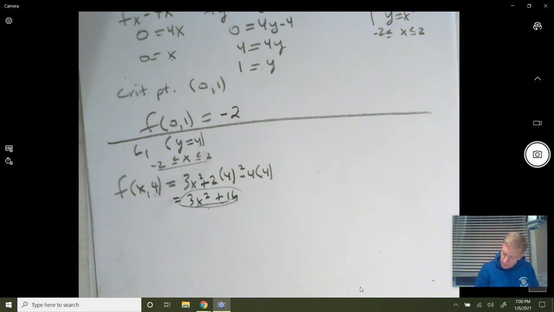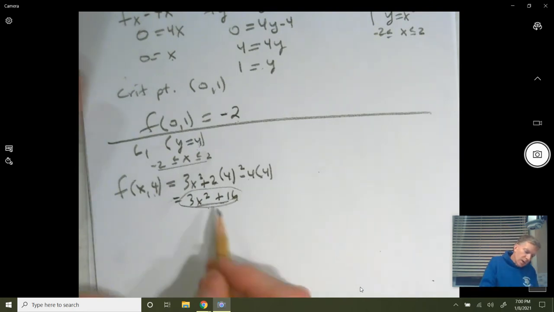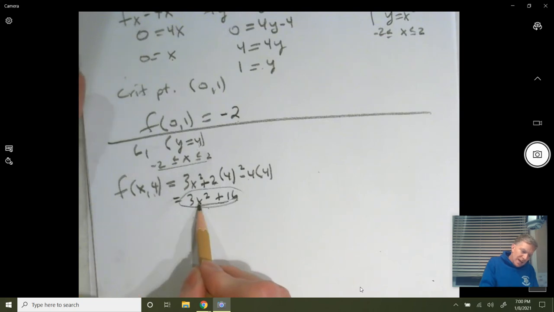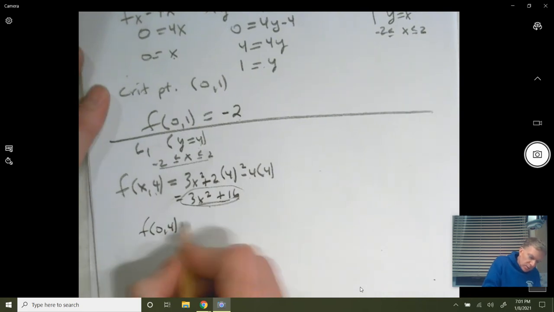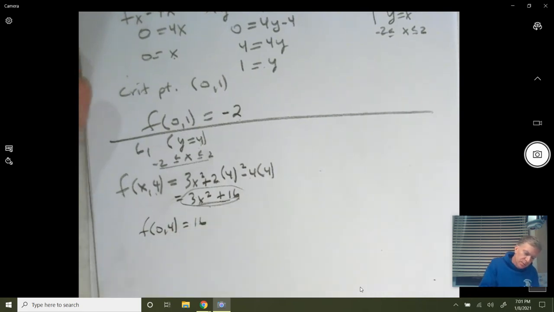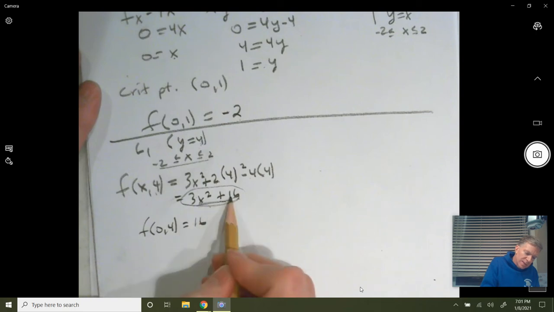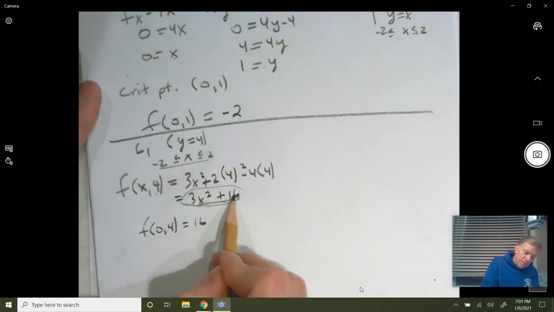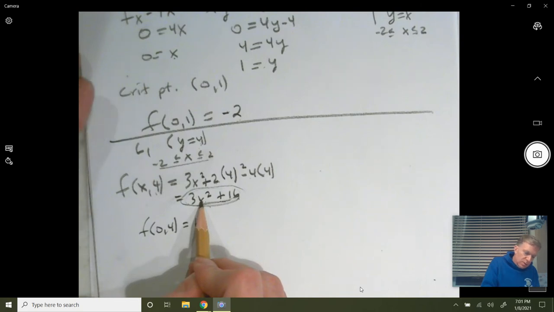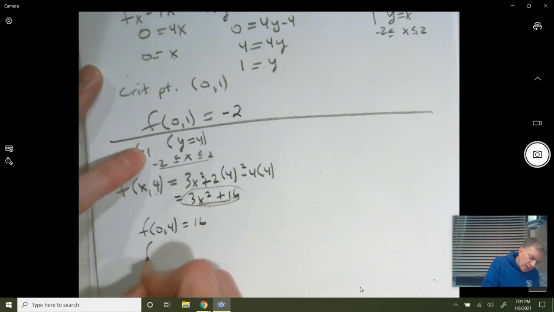This is a parabola opening up, so you know it's minimized when x is 0. So f of 0 comma 4 would be equal to 16. And it should be maximized at the furthest extremes. You know that this is a parabola opening up with the vertex at x equals 0. So let's test the 2 endpoints, f of negative 2 comma 4 and f of 2 comma 4.